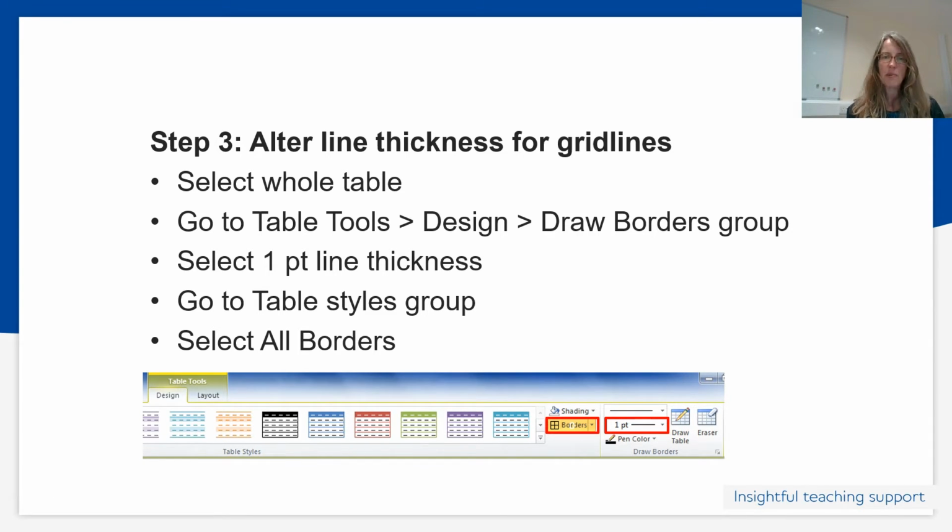For this example, I've highlighted in red where you can find the Borders tab. We're selecting all borders, which means that every single square is going to be outlined, and I've gone for a 1 point line thickness, so thicker than standard.